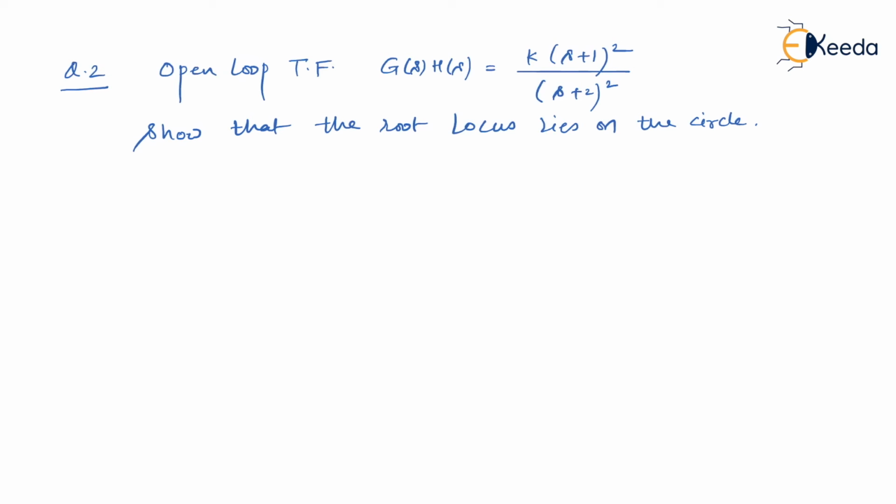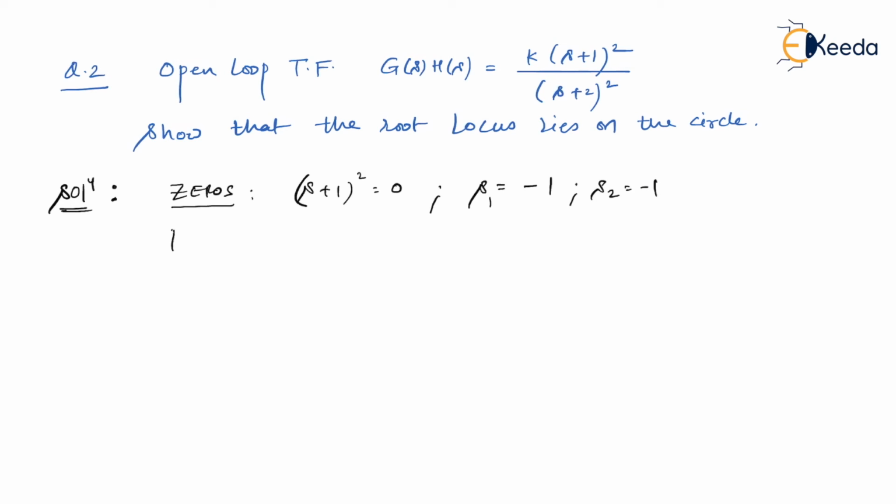So what I'll do first, for given g of s h of s, it is always advisable to have a pole zero plot first so that we get an idea how root locus will really look like. Let's do that. So first of all, we will look at zeros by equating numerator to 0. You'll get s plus 1 the whole square equal to 0. It means there are repeated zeros at minus 1. So I'll say s1 equal to minus 1 and s2 also equal to minus 1. So these are zeros.